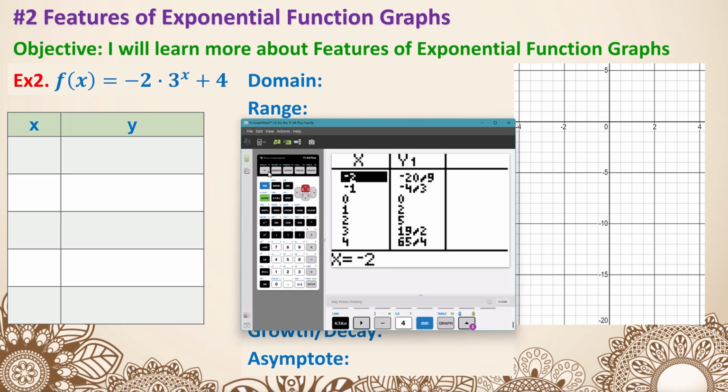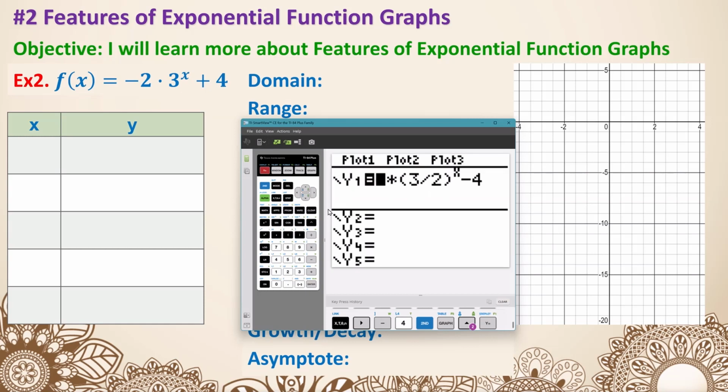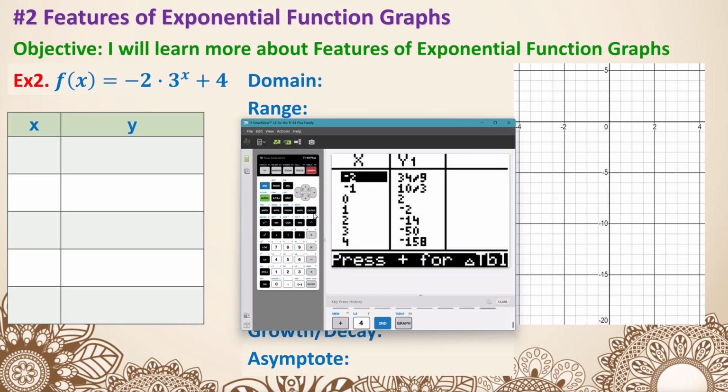You can either choose to type it into y2, or you can just clear everything from y1. Let's type it in. Negative 2 times 3, little caret button, to the x power, get out of the exponents, and plus 4. For a second graph. The values that we need are right there.